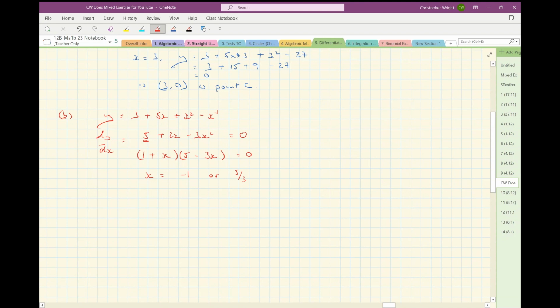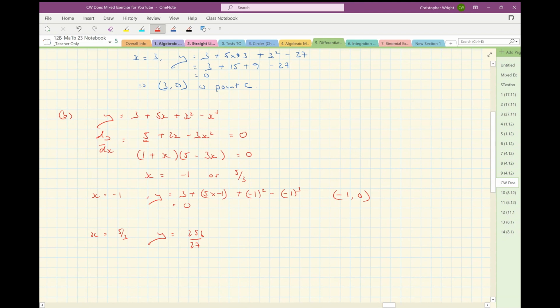Right, so if x equals minus 1, then y will be 3 plus 5 times minus 1 plus minus 1 squared minus minus 1 cubed. Bit of common sense there, bit of calculator action tells me that y is 0. So that's the point minus 1, 0. And similarly, if x is 5 over 3, then I substitute that into the equation for the graph, and I get y is 256 over 27.